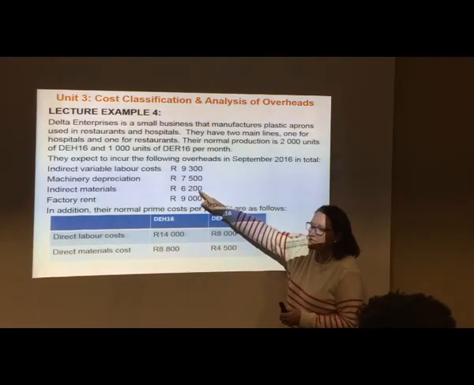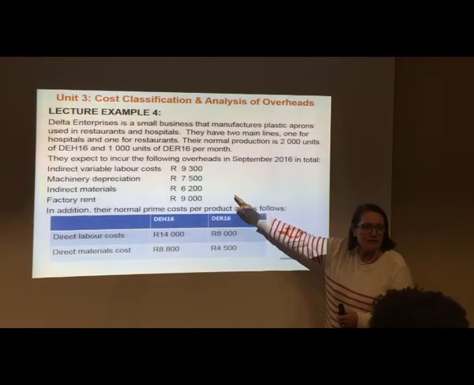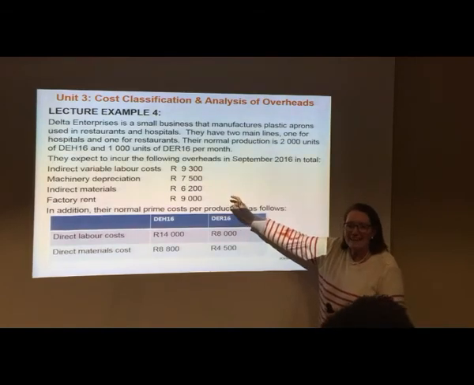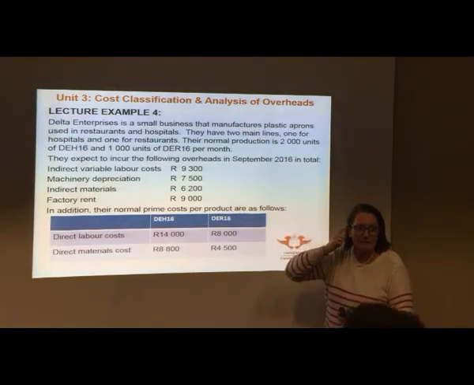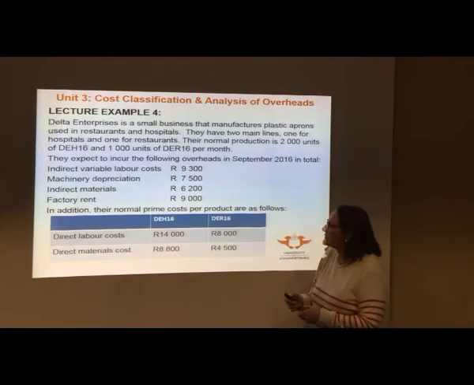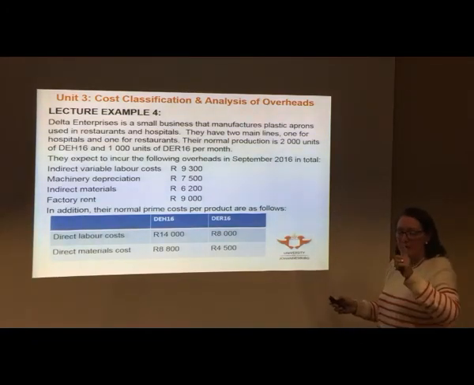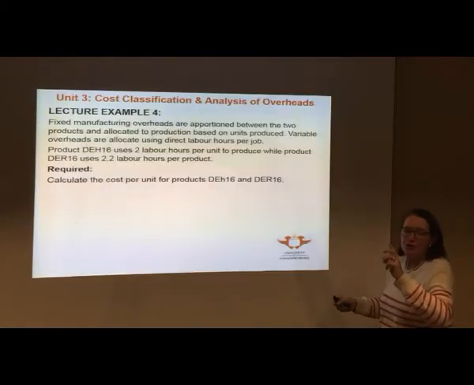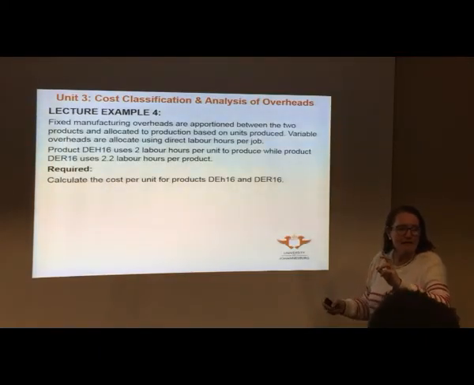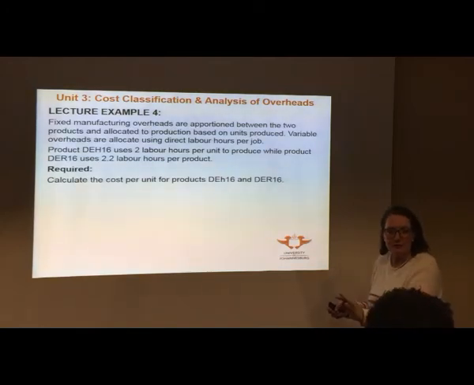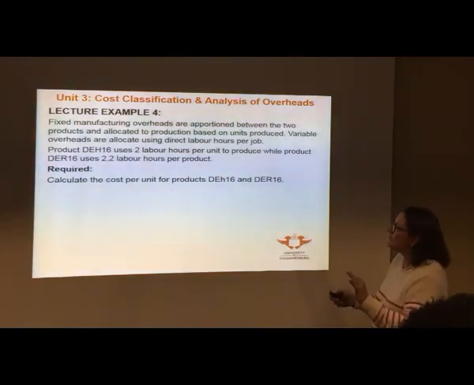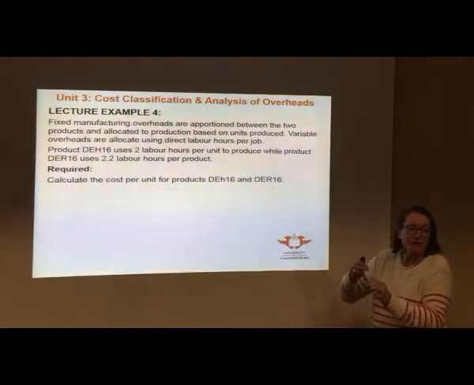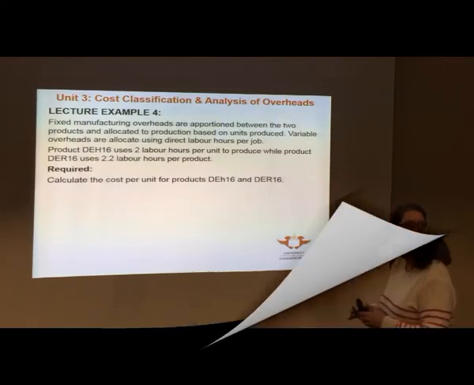So we must take these amounts here, the indirect labor costs and the indirect materials, and divide by 6,200. So 6,200 divided by 6,200 miraculously is 1 Rand per labor hour. Okay? Now, it's 1 Rand per labor hour. But product DEH uses 2 labor hours. So that's going to be 2 Rand per unit. Product DER uses 2.2 labor hours. So that's going to be 2 Rand 20 per unit.